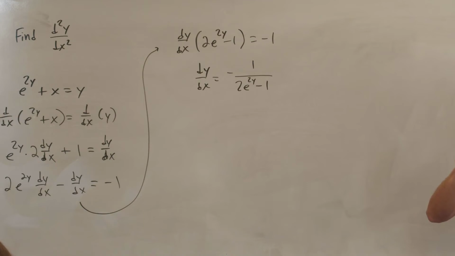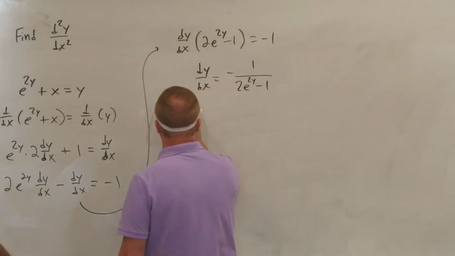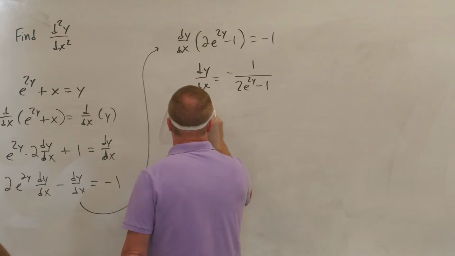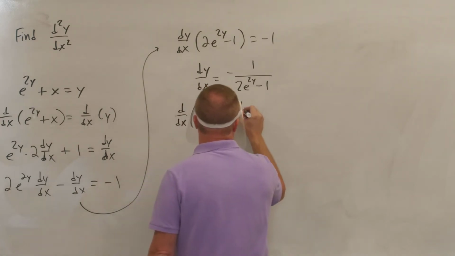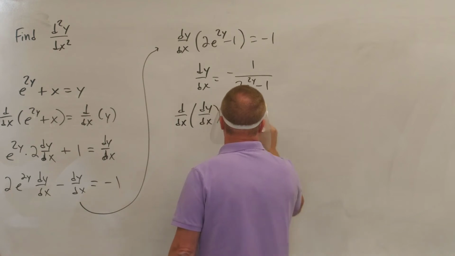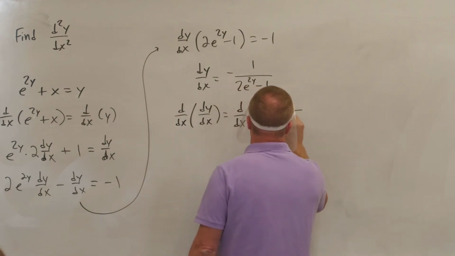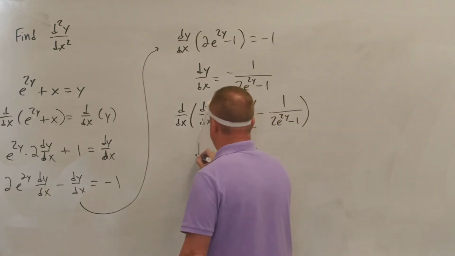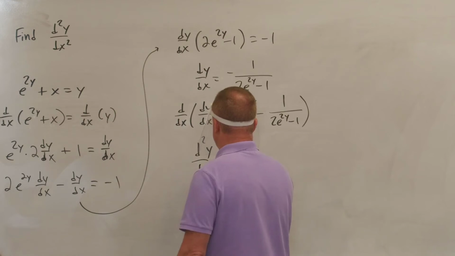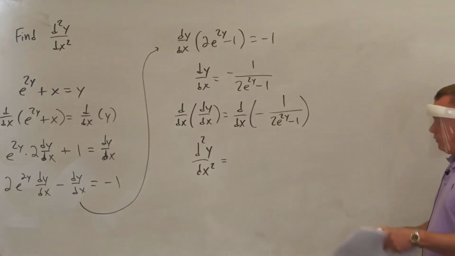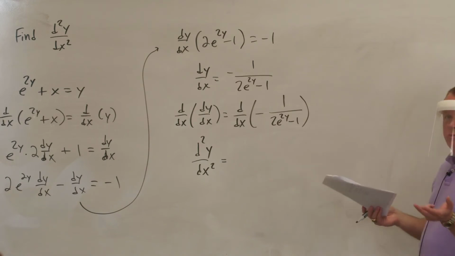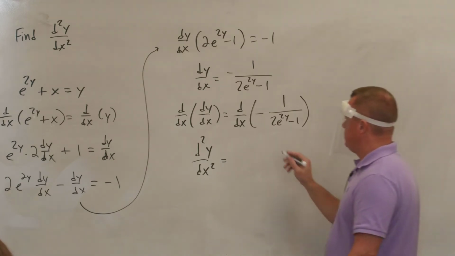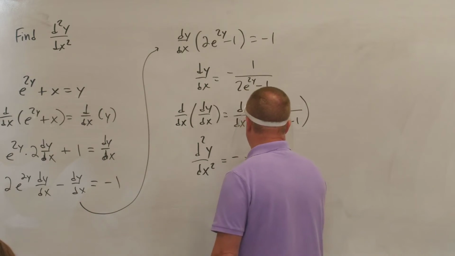We want to find the second derivative, right? So I need to take the derivative with respect to x of the first derivative to get the second derivative. So taking the derivative with respect to x of both sides. Okay, so on the left, I would just have the second derivative. On the right, I went ahead and just did quotient rule. All right, might as well. So I have a negative there in the front.